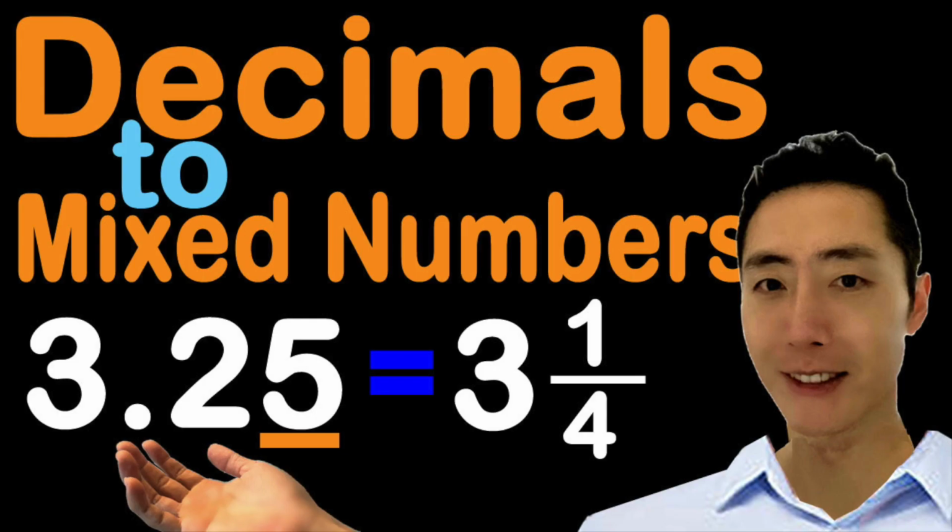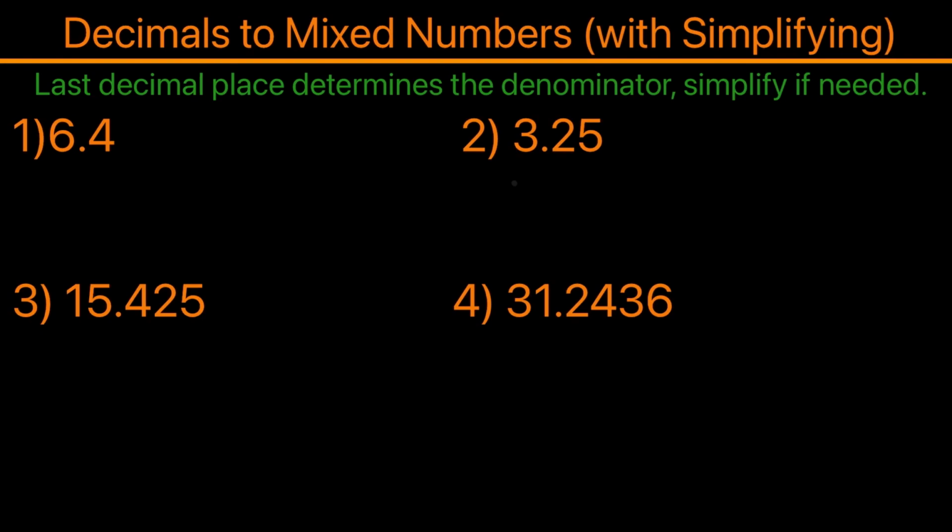In this video, I'll be going over decimals to mixed numbers with simplifying. In order to convert decimals to mixed numbers, we need to first look at the last decimal place and determine the denominator. And then we will simplify after, if needed.